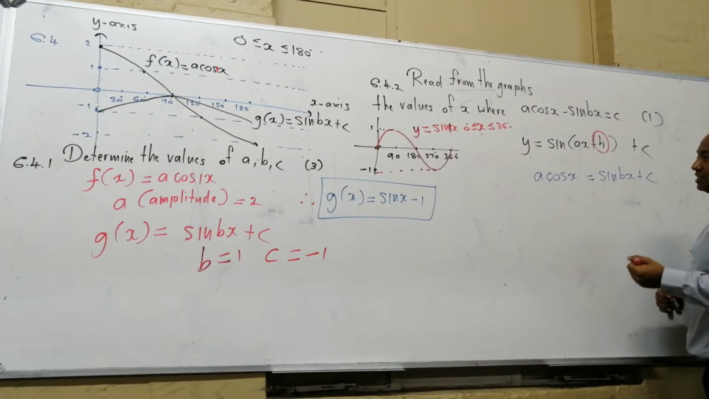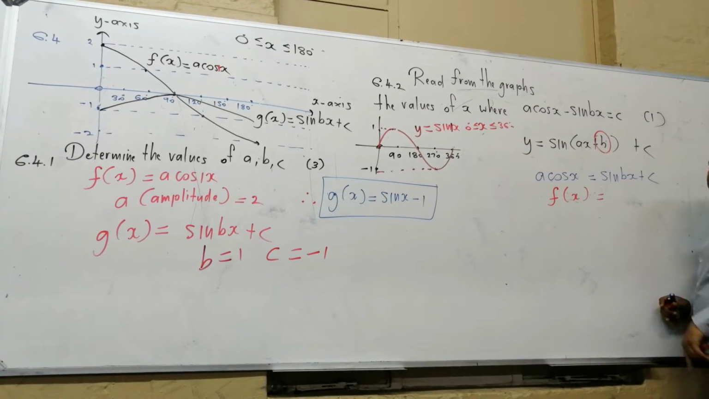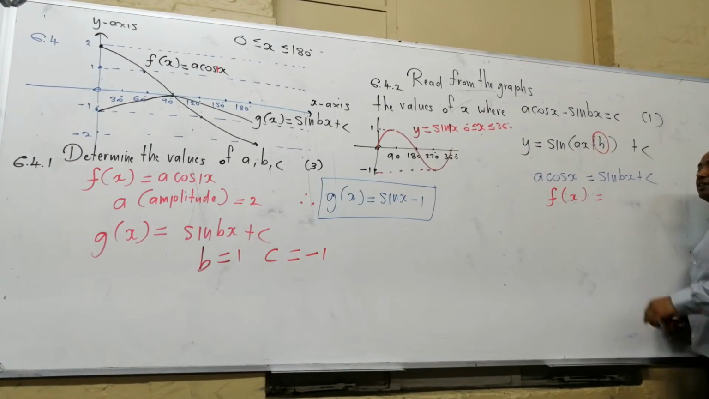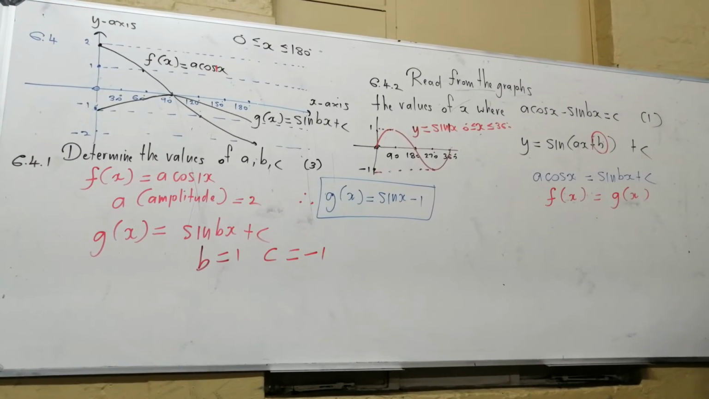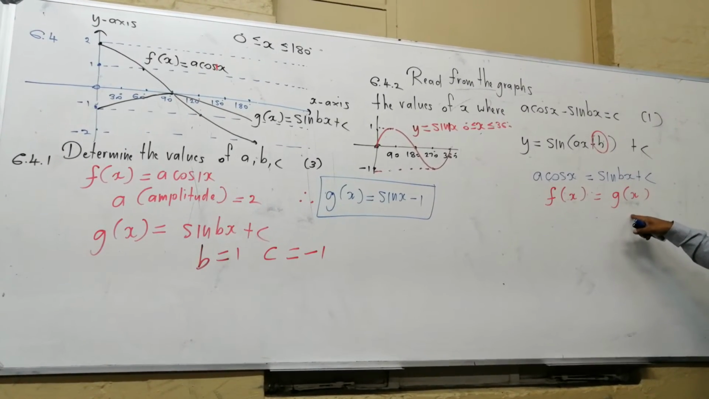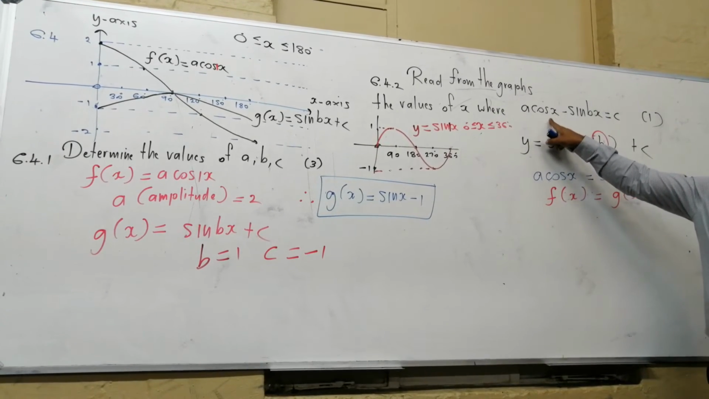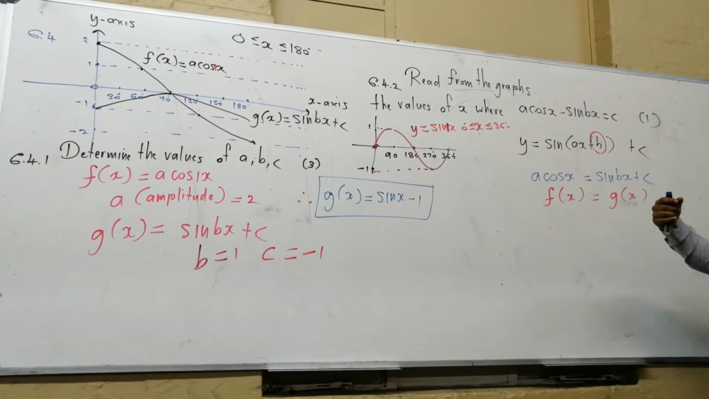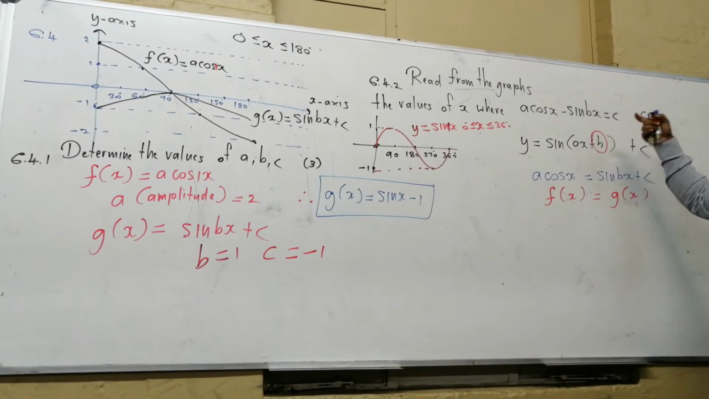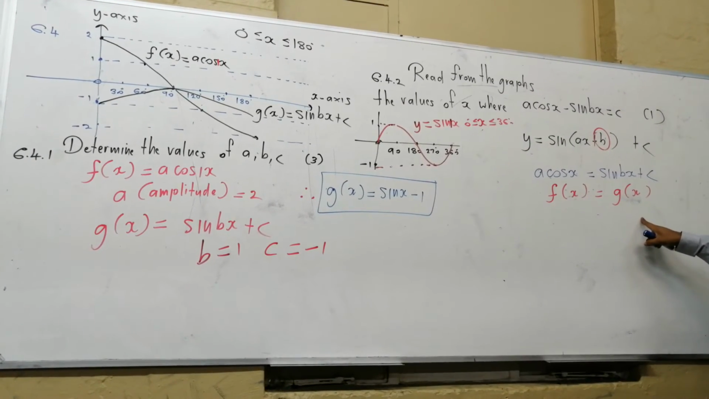So what is a cos x? A cos x is f of x. And what is sine bx plus c? Is g of x. In other words, they could have asked you the question, where is f of x equal to g of x? But they did not ask you straightforward. They gave you where a cos x minus sine bx is equal to c. For you to understand, you need to interpret this question and understand that it just means where is f of x equal to g of x.